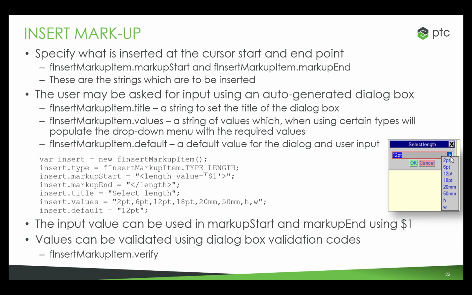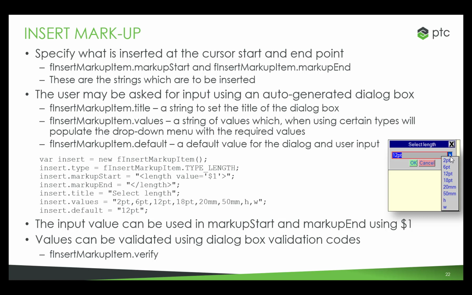Okay, so you've defined the type of input that you're expecting from your user. The next step is to handle that kind of information and to set up the dialog box. The f-insert markup item, markup start and markup end properties allow you to define as a string the information which gets inserted at the cursor position. So markup start will be before the cursor, markup end will be after the cursor. So again, if you selected some text, markup start will appear before the selected text, markup end will appear at the end of the selected text.